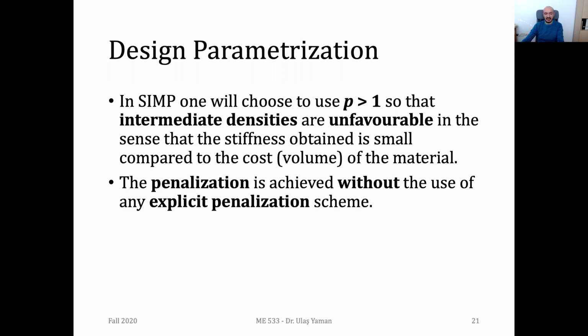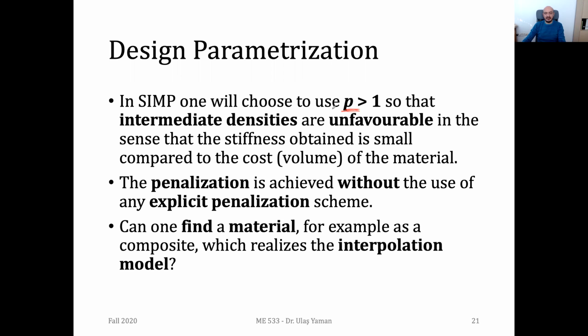We don't have any explicit penalization, like, for instance, if density is equal to some value, do this penalization. We don't have such explicit penalizations. We have an implicit one, and this is done with the help of the penalization factor P, the penalization power, we can say. So what about intermediate density values?